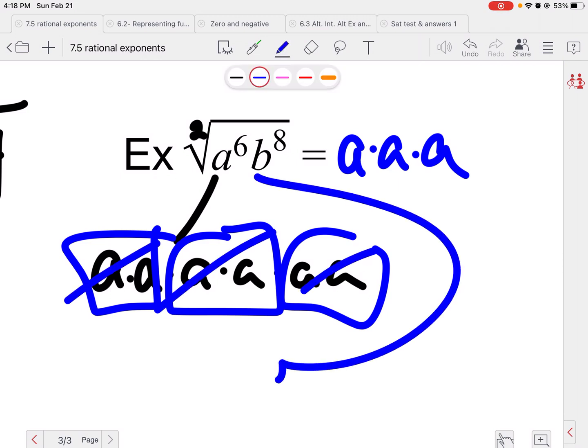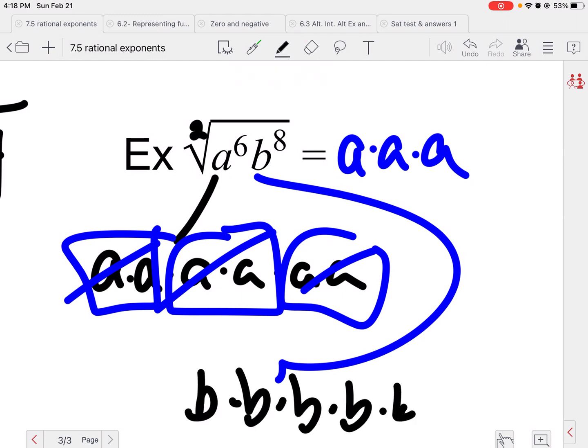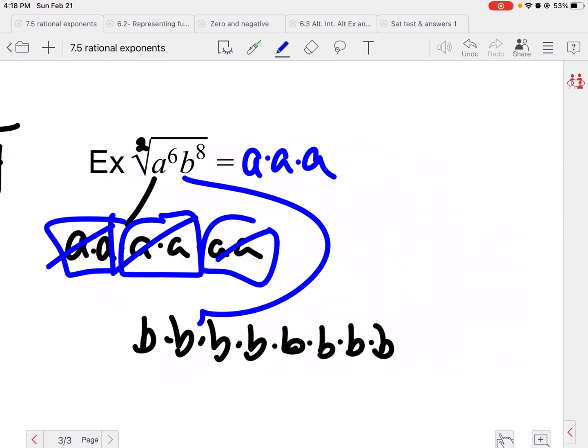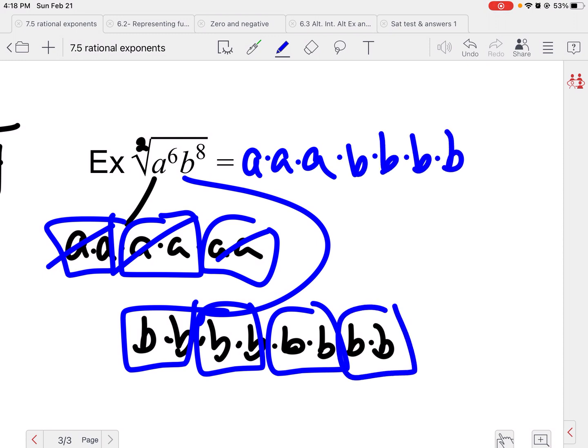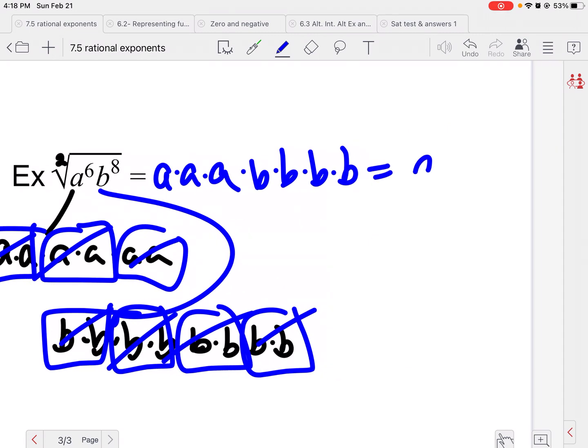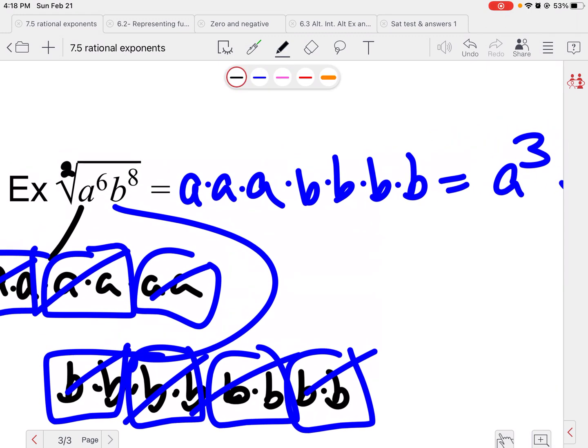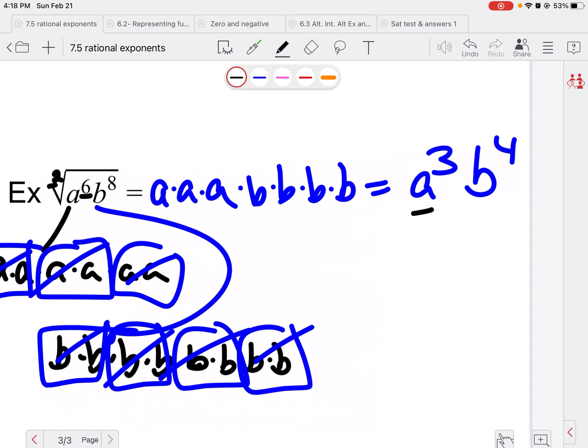And that makes them all disappear from inside the radical. Well, b to the 8th is 1, 2, 3, 4, 5, 6, 7, 8. And again, I have 4 sets of 2. So this would be 1, 2, 3, 4. And there's nothing left inside the radical because these are all taken care of. So this would be a to the 3rd, b to the 4th. Now notice 6 divided by 2 is 3, which we got a to the 3rd. And 8 divided by 2 is 4, so we got b to the 4th.